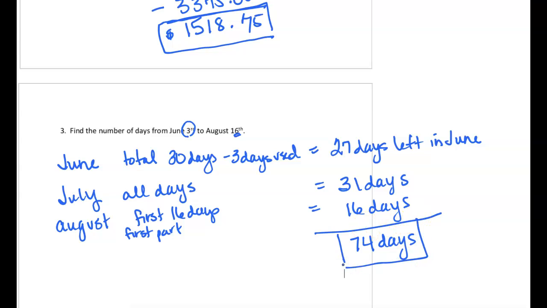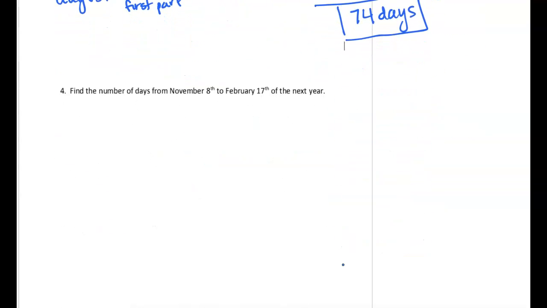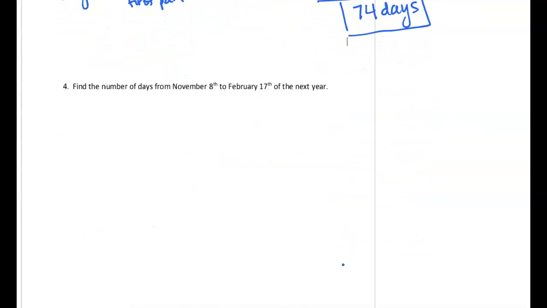Let's practice that one more time. Find the number of days from November 8th to February 17th. And you can always pause your video and try it yourself, and then restart the video if you want to give it a try before I start to go through the answer. I'm going to write down all the months from November 8th all the way to February of the next year, so November, December, January of the next year, and February of the next year.